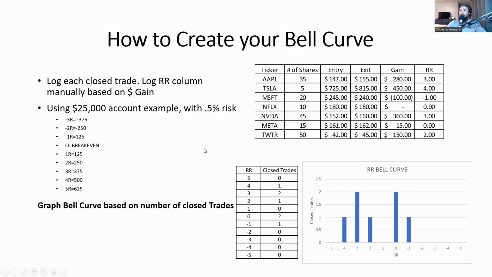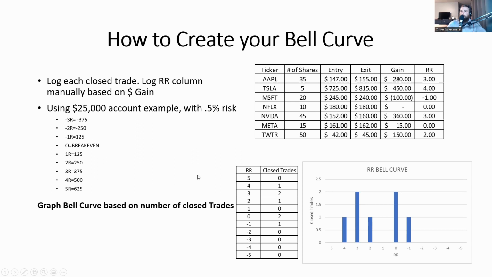So how do you create your bell curve? Well, what you want to do is log your closed trades. So this is just an example. You have your ticker, number of shares, your entry price, and your exit price. And then for this example, you put in your gain, and then you manually put in your RR.